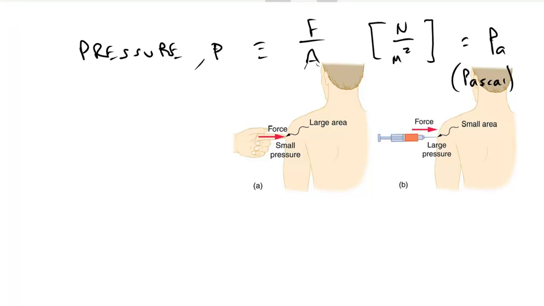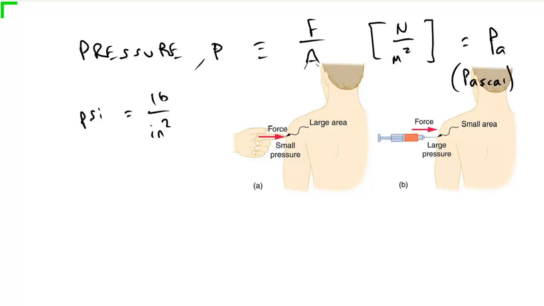Also, U.S. customary units are pounds per square inch, so our PSI. PSI is pounds per square inch. That is another unit of pressure. We have other units of pressure we'll discuss later.